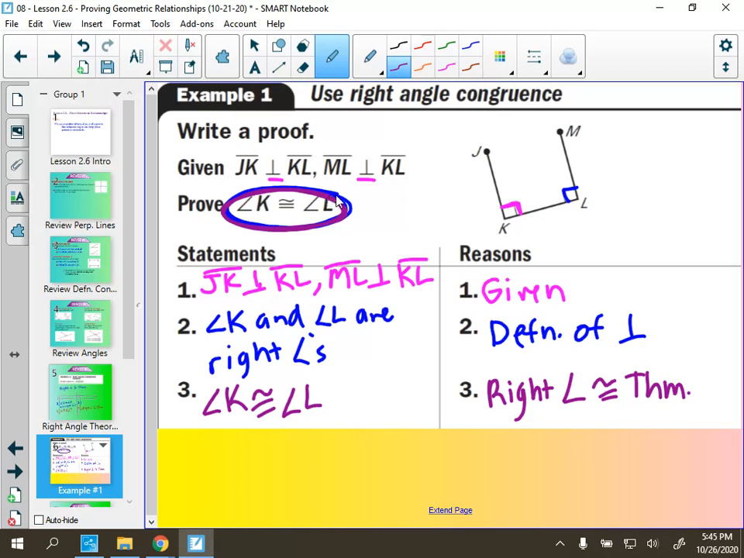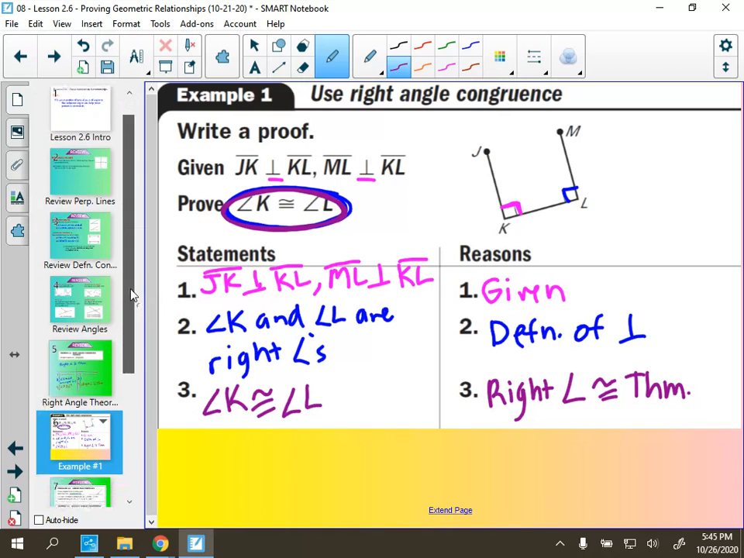So it's kind of a short proof, right? Obviously, our statement 1 and reason 1 should have been a slam dunker. We know that one. We know kind of where it's going to finish. It was just a matter of getting that established like we had talked about. So that's how we would potentially use the right angle congruence theorem.